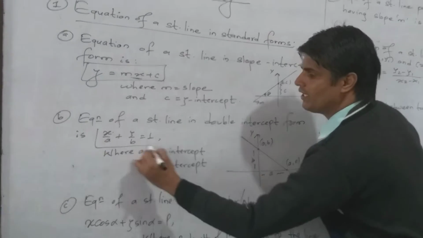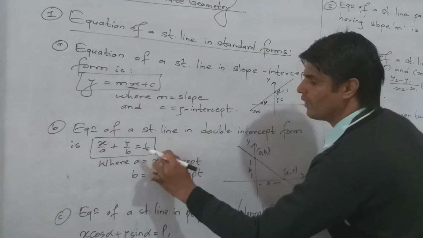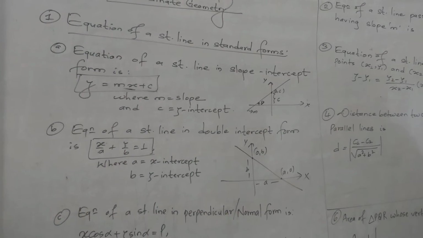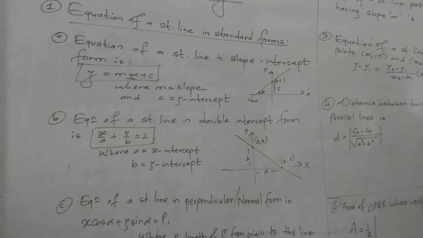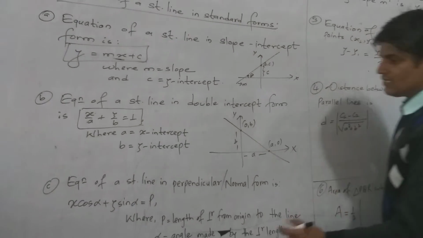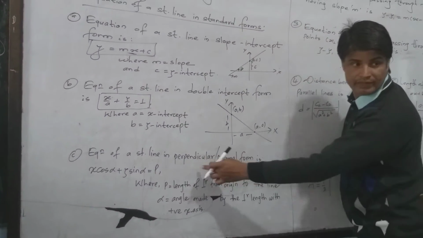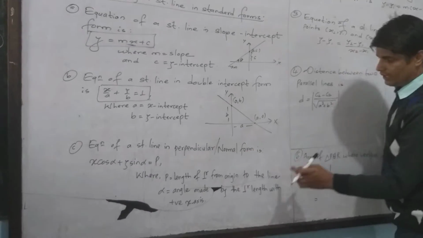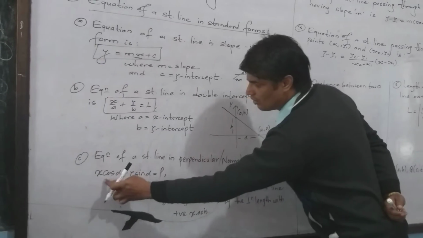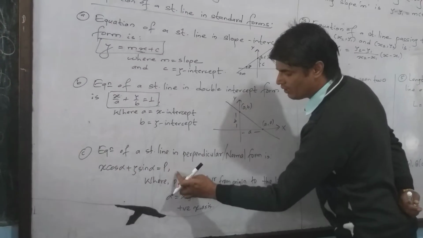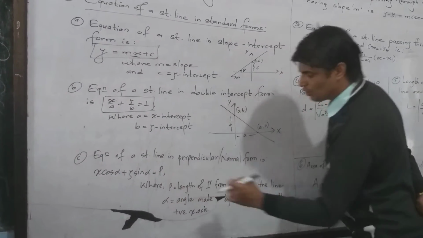So x upon a plus y upon b equals 1 is the equation of a straight line in double intercept form. Okay. Next one is the equation of a straight line in perpendicular or normal form. It's x cos alpha plus y sin alpha equals p, and p and alpha have their own meaning.